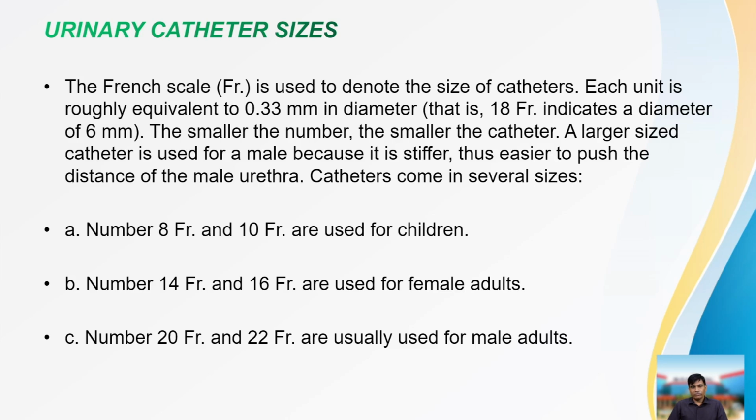A larger size catheter is used for a male because it is stiffer, and thus easier to push through the length of the male urethra. Catheters come in several sizes. Number 8 French to 10 French are used for children, and number 14 to 16 are used for female adults. Number 20 French to 22 French are usually used in male adults.